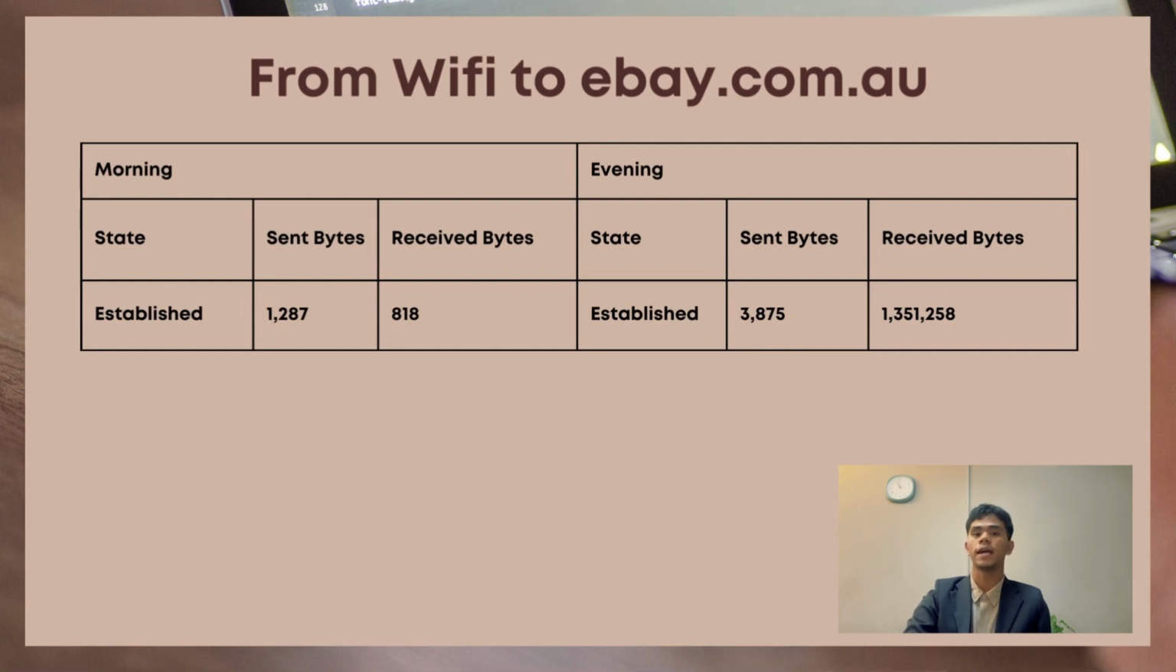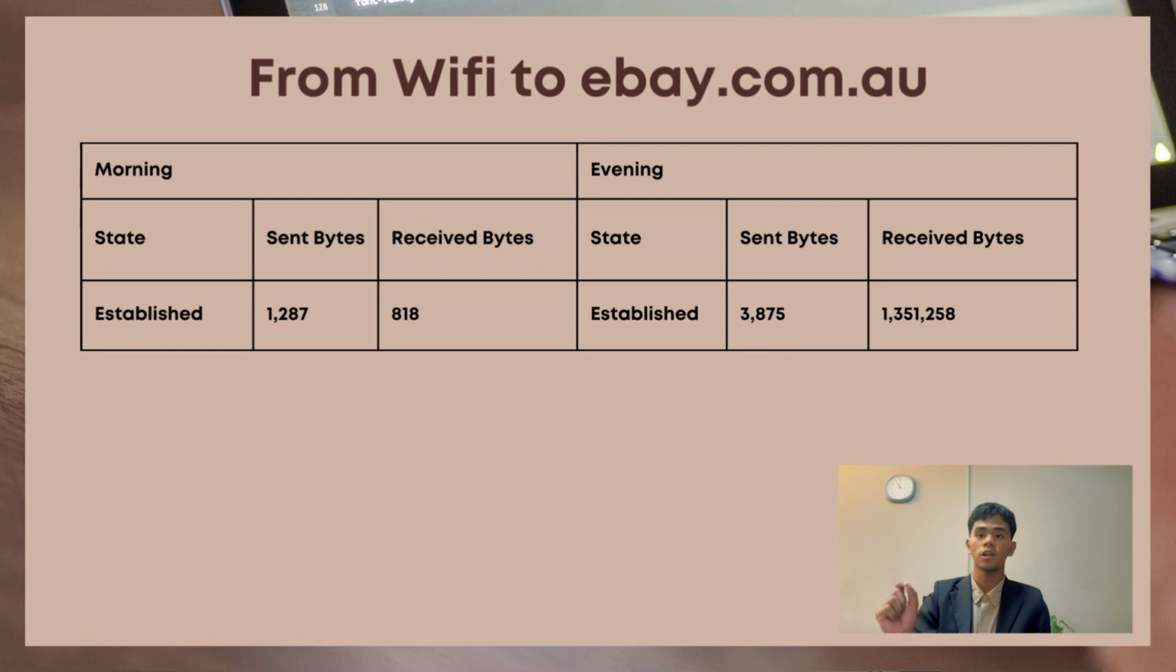And on the other hand, in the evening, the connection between the local machine and the ebay.com Australia server remained established, indicating an ongoing and active connection. This substantial increase in both sent and received bytes suggests a higher level of data exchange and communication between the local machine and the server during the evening period. These findings highlight the dynamic nature of network usage.